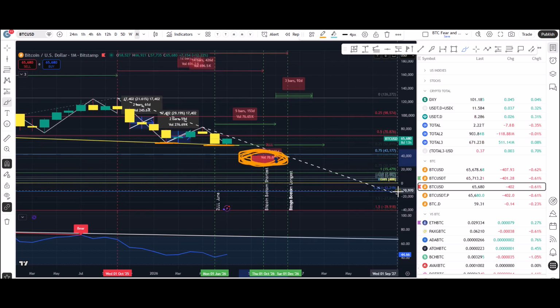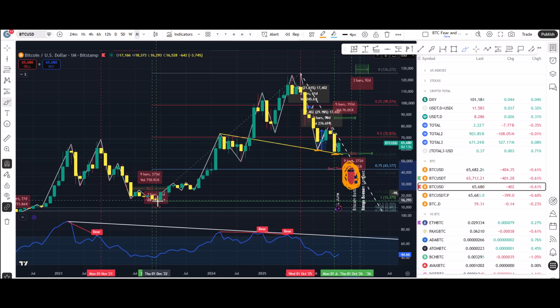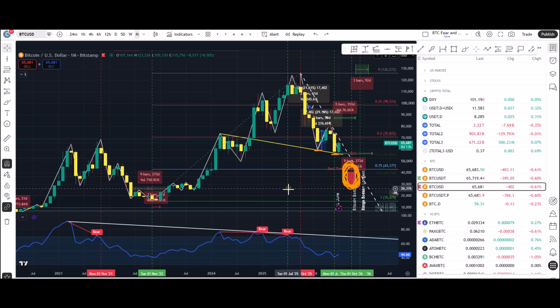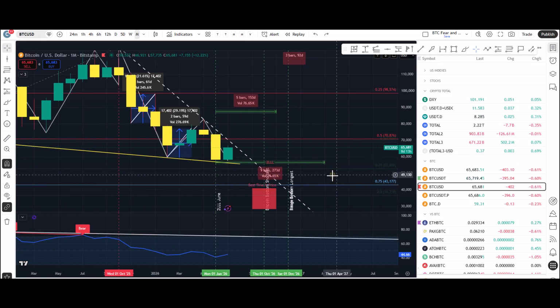Now, I do have an invalidation. If we were to break and close a monthly candle below the previous bear to bull low, which is about 15,000, I'm out. I'm willing to take that loss of 50, 60, 80%, but I do have an invalidation point. So I've marked that out there, and I've marked it for a few reasons.